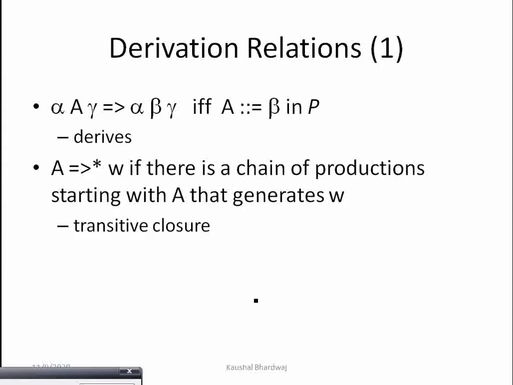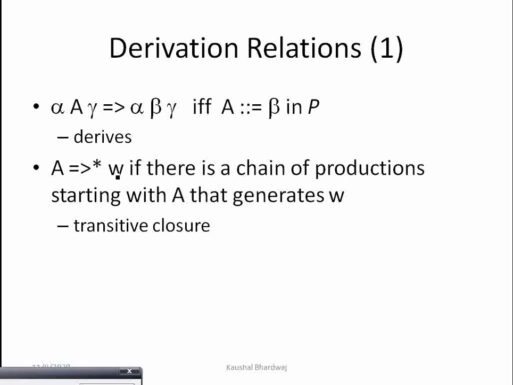Now the derivation relation. If you have alpha A gamma, then this non-terminal symbol A can be replaced by beta if there is a production A derives beta in P. This alpha and gamma are any combination of terminal and non-terminal symbols. However, this is A which is being derived, right?